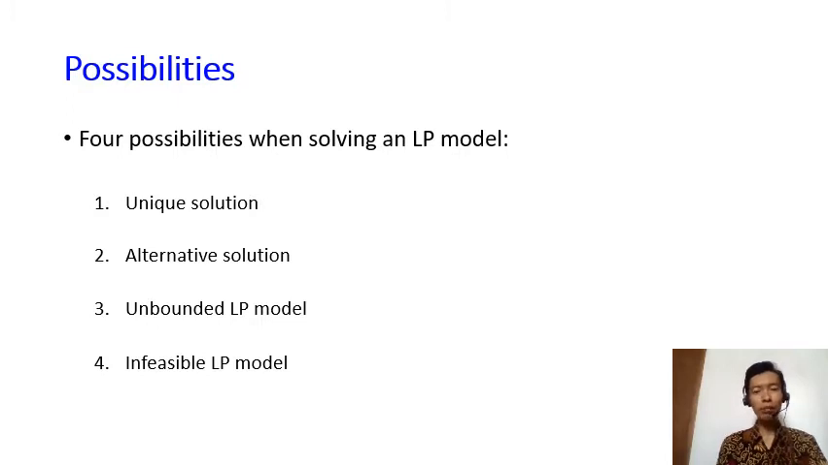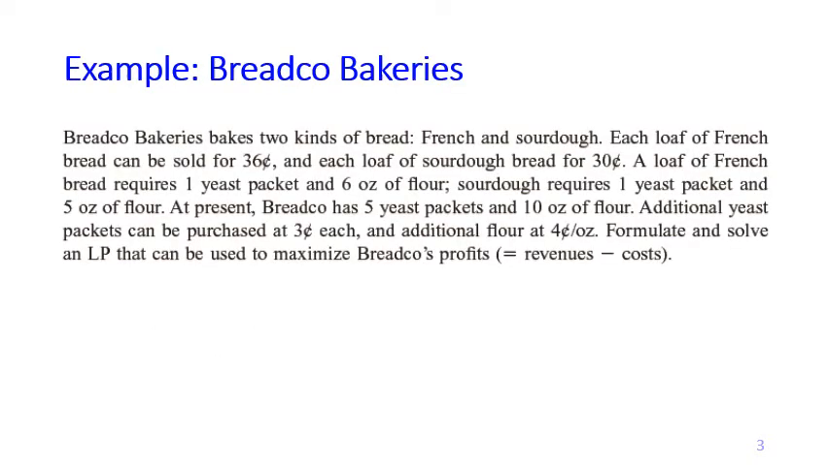So let's see an example in which the LP problem is actually unbounded. Okay, so in this example, Bread Co. Bakeries bakes two kinds of bread, French and sourdough. And then they can be sold for 36 cents and 30 cents. So it must be talking about something related to the objective function. When you see the word require, it talks about the constraint. Same here, it talks about the availability. Bread Co. has 5 yeast packets and 10 ounces of flour at present. So it's still about the constraint.